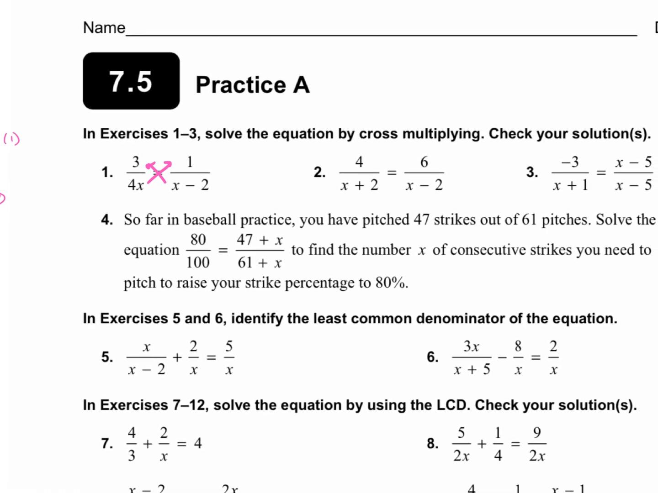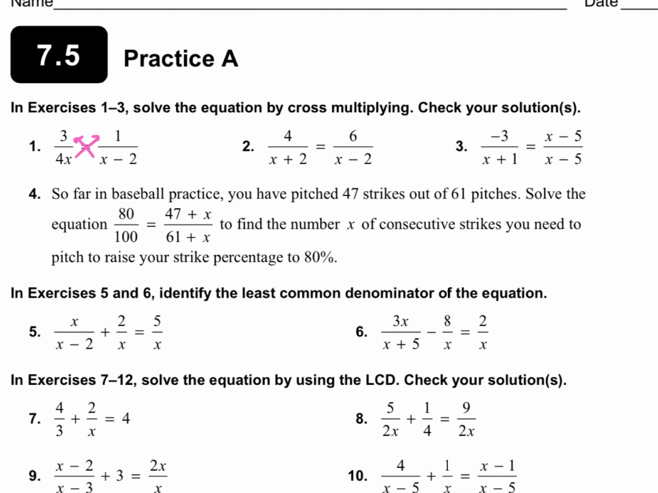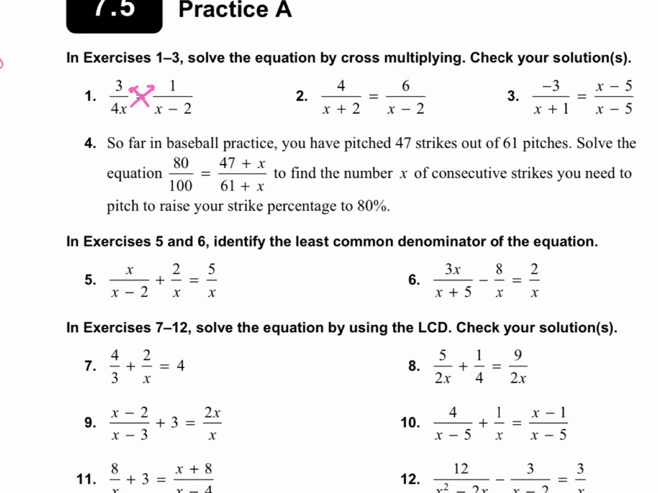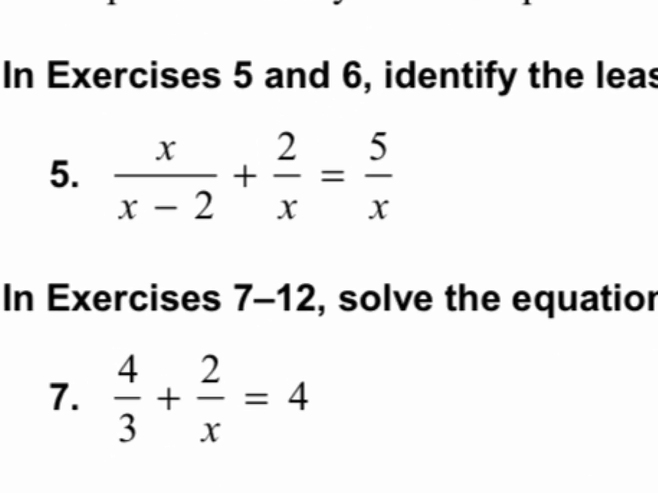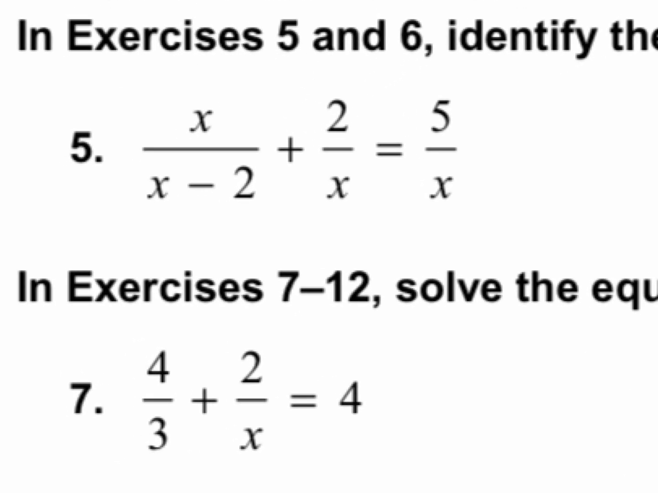So don't be afraid of number 4. It's kind of the same thing. You're just going to cross multiply. You're going to solve for x. For number 5 and 6, we're just finding the least common denominator here. So we're not actually solving. It just asks us to find the least common denominator.